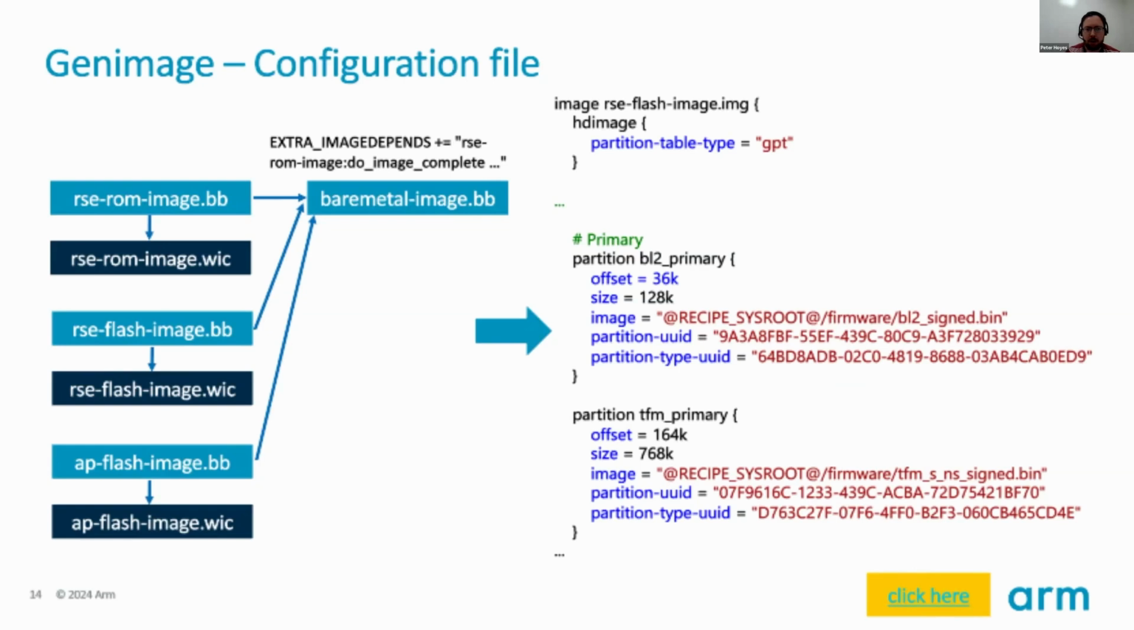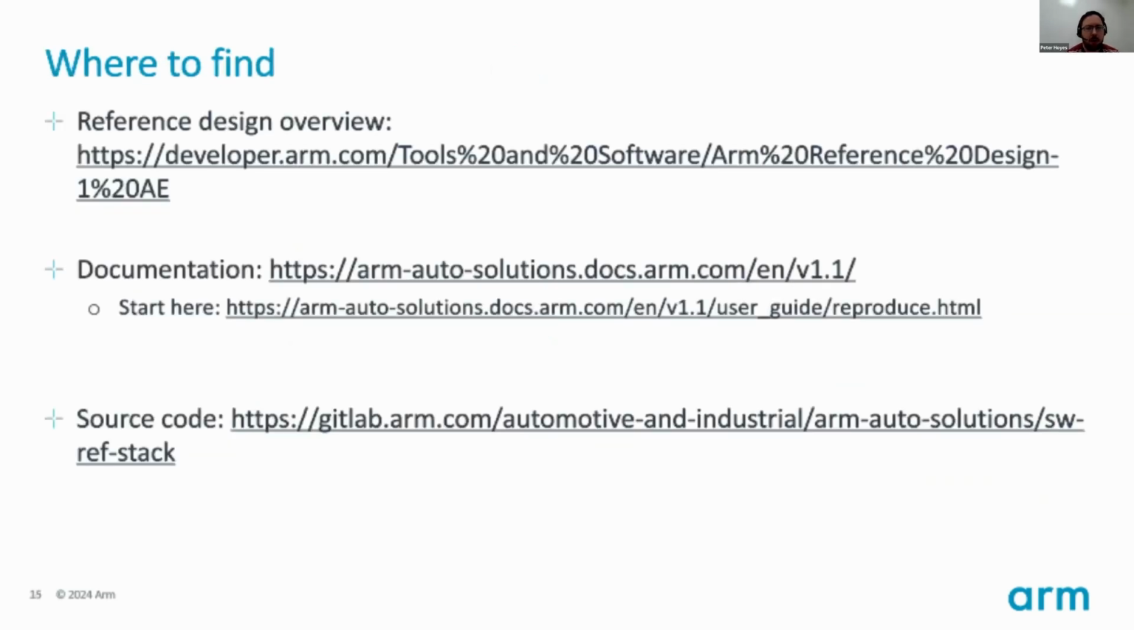And that is all I have. So this is some links. The top link is a link to developer.arm.com, which is the top level documentation. We have the main documentation hosted on Read the Docs. This link here is a good place to start. It's our reproduce page, which has all of the instructions to download, build, and run all of our use cases. And the software is open source and lives on the Arm GitLab instance.